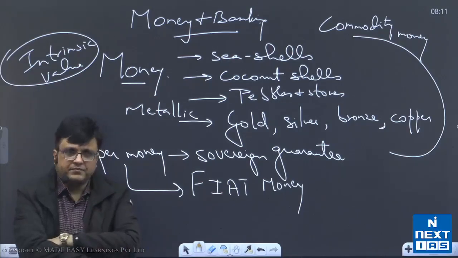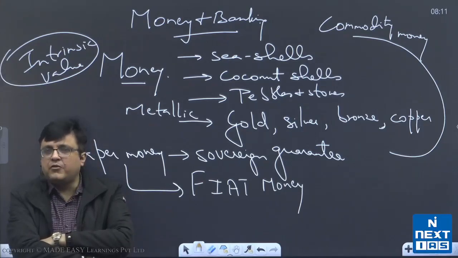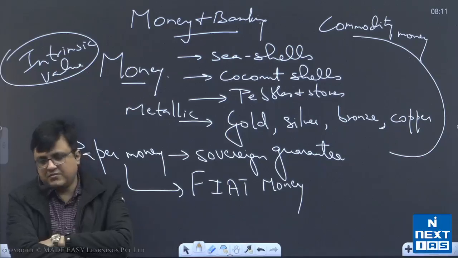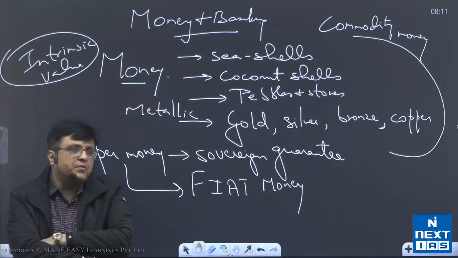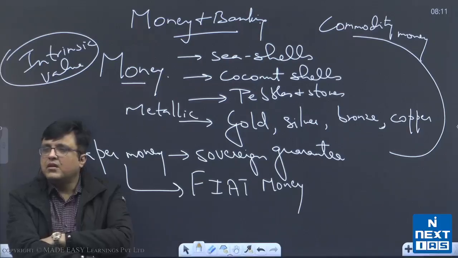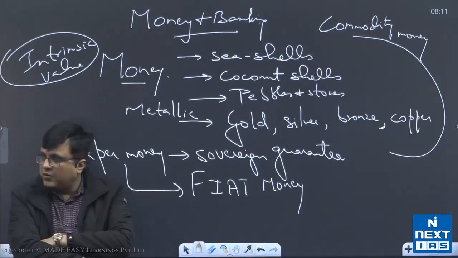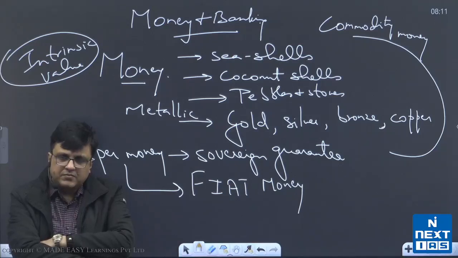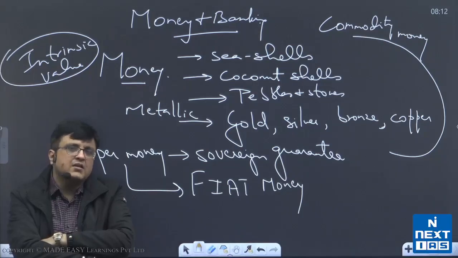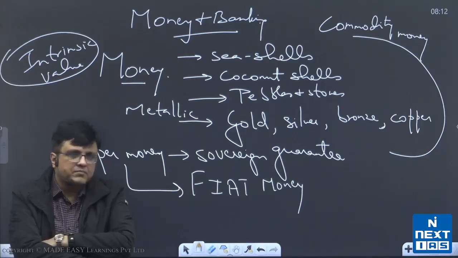Second point then, you write, money acts as a medium of exchange and removes the problem of double coincidence of want, which arises in case of the barter system.